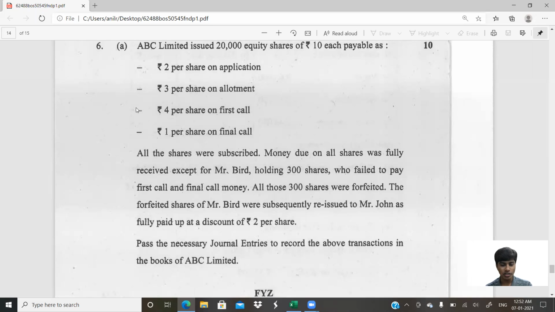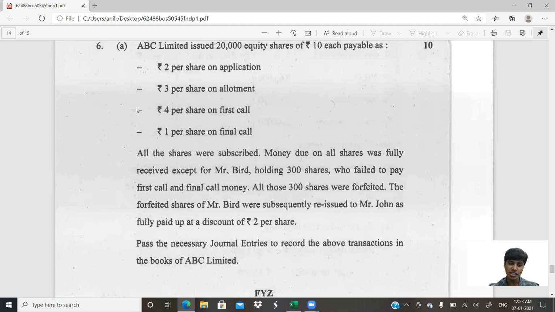Money due on all the shares is fully received except for Mr. Bird holding 300 shares. So there is no oversubscription, no undersubscription. So perfectly received. Where is the problem? There is a person by name Mr. Bird. No, not Akshay Kumar. One more person by name Mr. Bird. What did he do? He was holding 300 shares, who failed to pay the first and final call money. So first and final call, 4 rupees and 1 rupee, we didn't receive the first call and final call money for 300 shares.